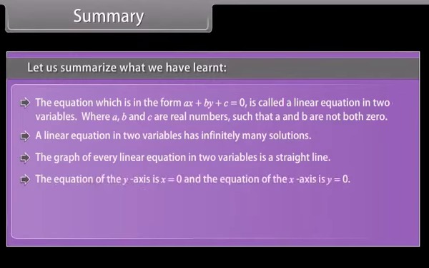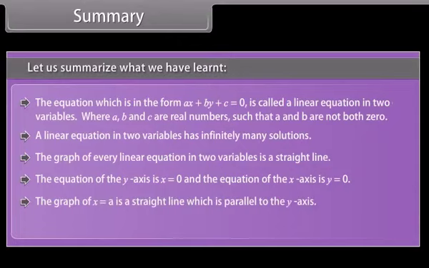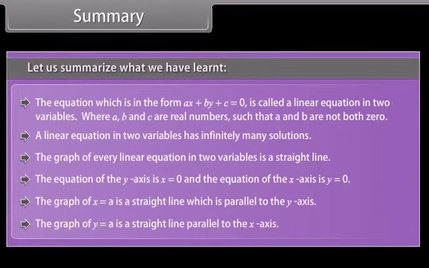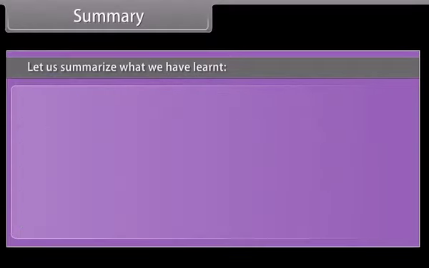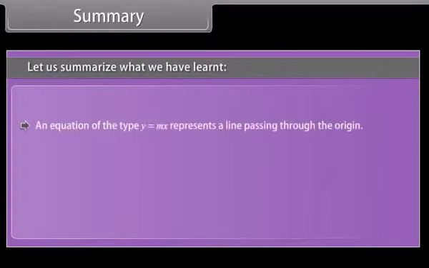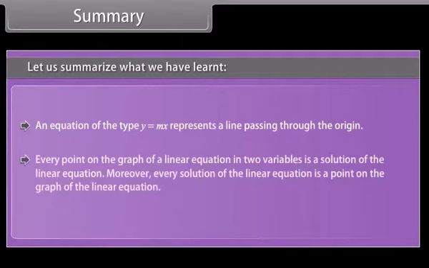The equation of the y-axis is x is equal to 0 and the equation of the x-axis is y is equal to 0. The graph of x is equal to a is a straight line which is parallel to the y-axis. The graph of y is equal to a is a straight line parallel to the x-axis. An equation of the type y is equal to mx represents a line passing through the origin. Every point on the graph of a linear equation in two variables is a solution of the linear equation.